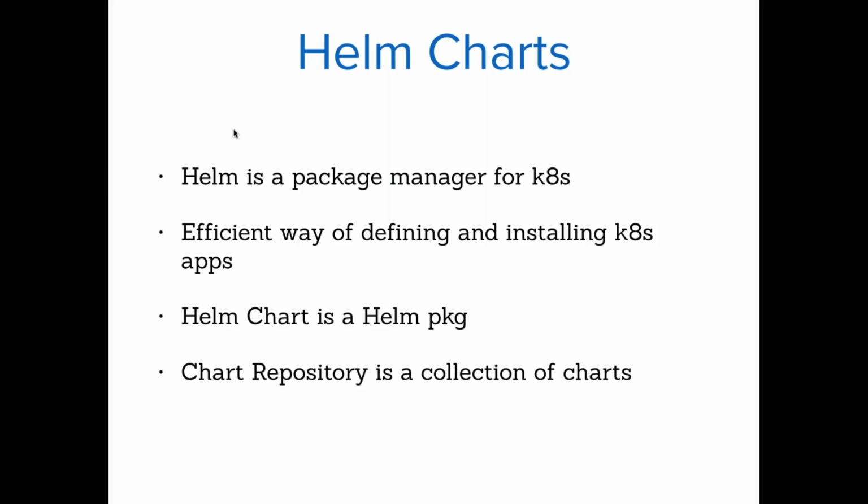Any Kubernetes application that is packaged in this way is called a Helm chart. And a chart repository is a collection of such charts. So when you add this chart repository to Rancher, we call it a catalog.